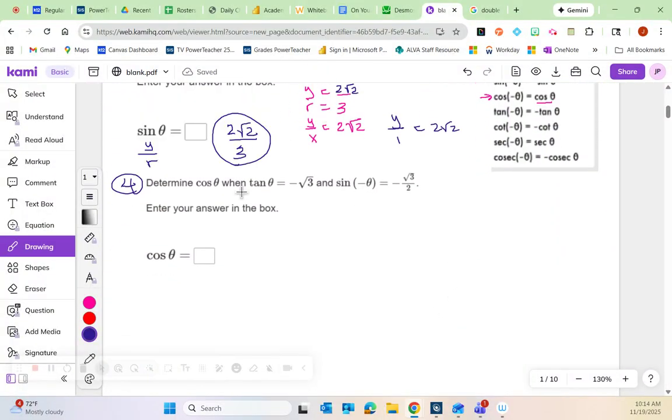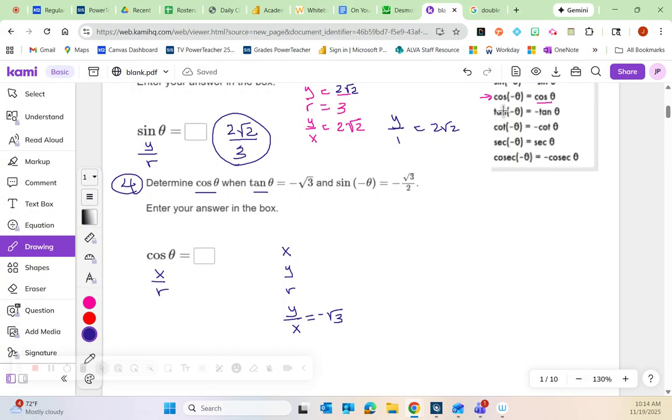All right, for number 4, it says determine cosine when, so we're looking for cosine, so we're looking for x over r. When tangent, so if we do our x, our y, our r, and then y over x, that's tangent, is negative square root of 3. So kind of sort of the same. They're giving us tangent, they're asking us to find cosine. In the previous problem, they gave us tangent, and they asked us to find sine. So we know tangent, we know whatever the y is divided by whatever the x is, negative square root of 3. And then we know sine of negative theta equals negative square root of 3 over 2.